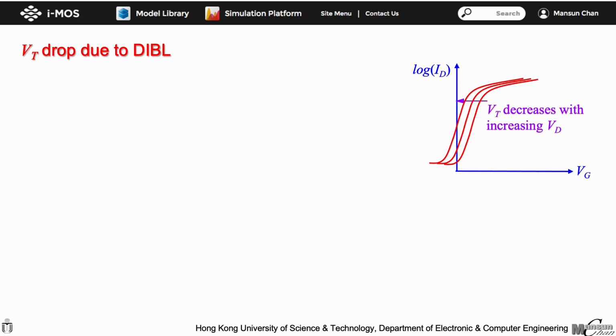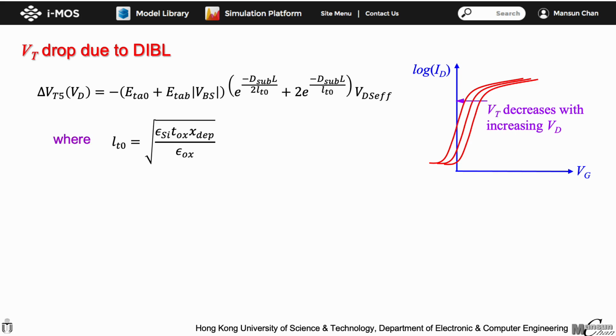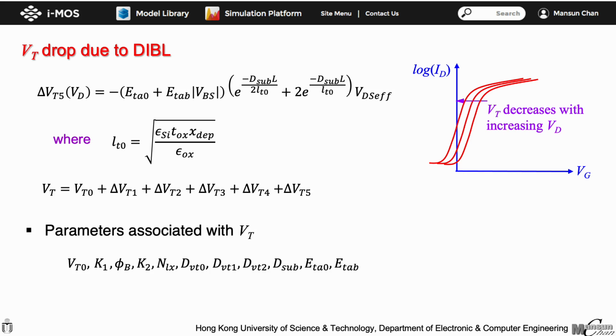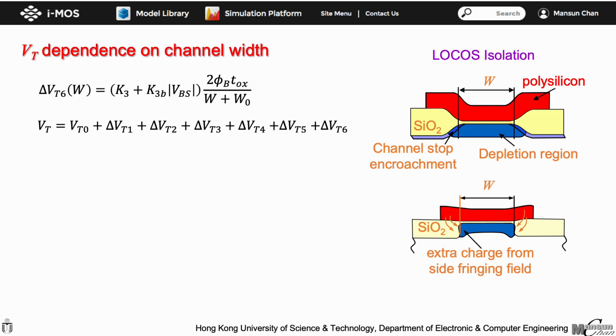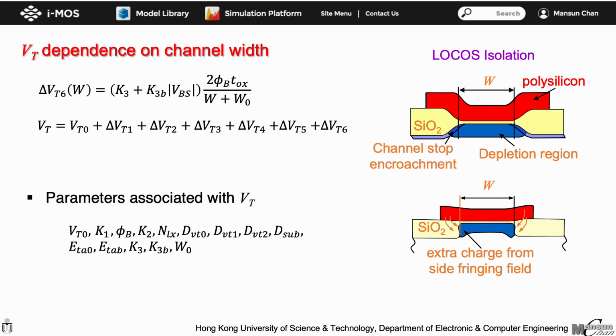At small channel length, the VT is also dependent on the drain voltage due to drain-induced barrier lowering, or DIBL, as shown in the figure. To incorporate the drain voltage dependence, a delta VT5 is introduced, and VT5 is added as another increment to the VT expression, and 3 more parameters are added to the expression of VT. The process continues to add delta VT6 to account for the width dependence of VT, and 3 more parameters are added.